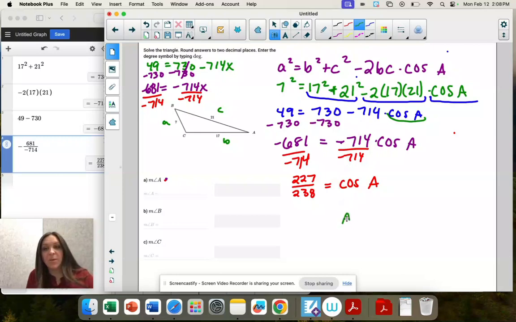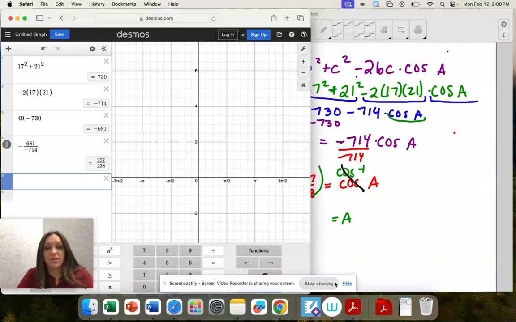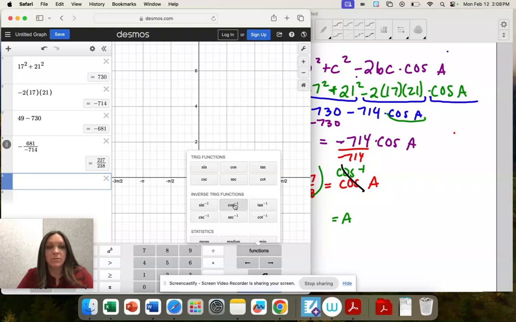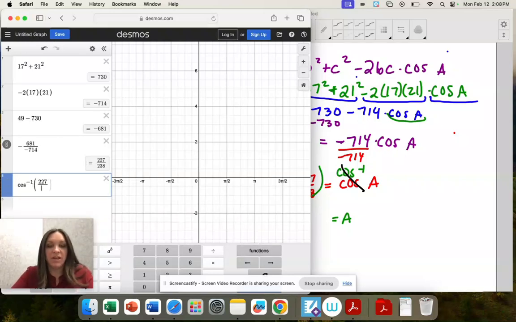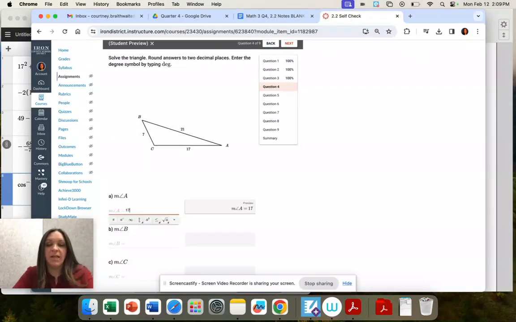Now we need to get A by itself. So to get rid of cosine, you take cosine inverse. So I'm going to take cosine inverse of both sides, and we're just left with A. So cosine inverse of 227 divided by 238. Aha! We have our angle. 17.49 degrees, right? That is angle A.